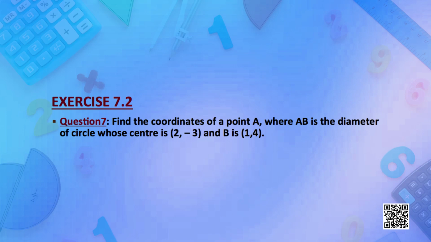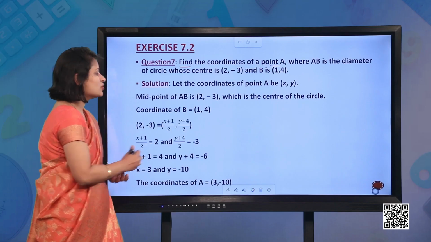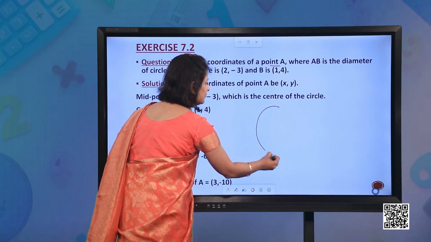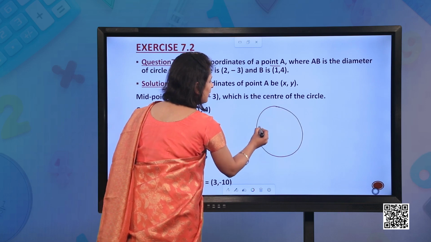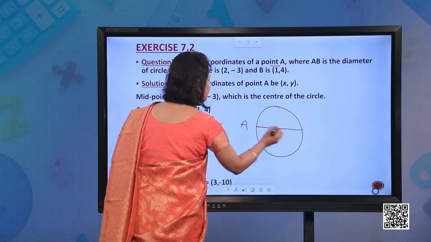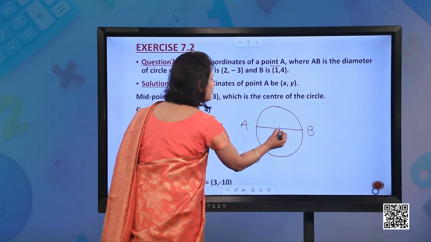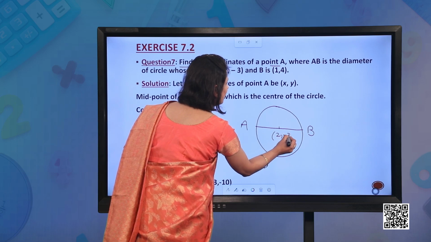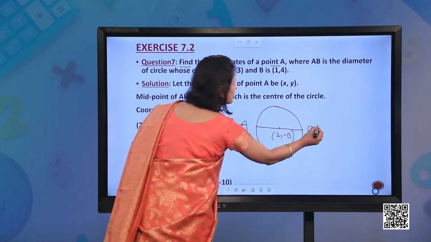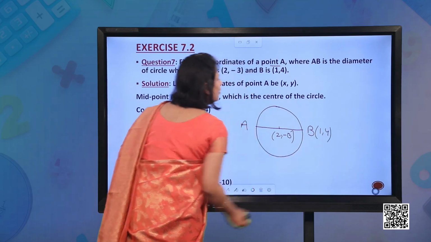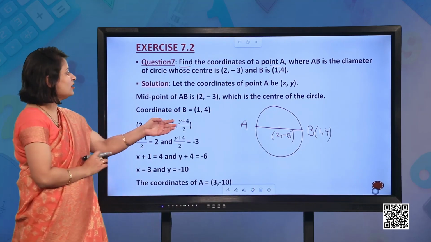Now exercise 7.2, question number 7. Find the coordinates of point A, where AB is the diameter of a circle whose center is (2, -3) and B is (1, 4). So we have a circle, diameter AB, and we have the coordinates of center as (2, -3) and B as (1, 4). We need to find out the coordinates of point A.